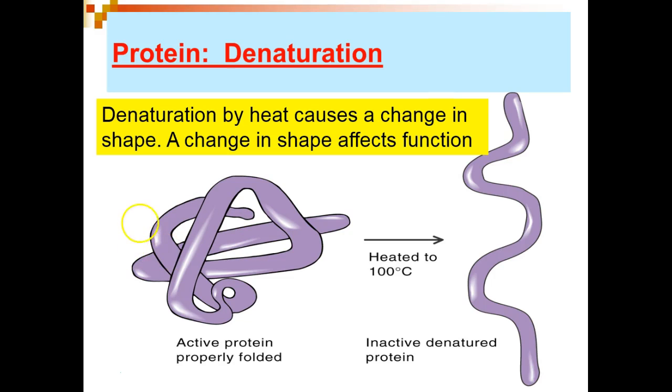Proteins are very sensitive to their environment. Extreme heat or extreme pH will break these weak hydrogen and ionic bonds, destroying the tertiary and secondary structure of a protein and quickly bringing it back to its primary structure. This process is called denaturation. So proteins can be denatured by extreme changes in their environment back into their primary structures.